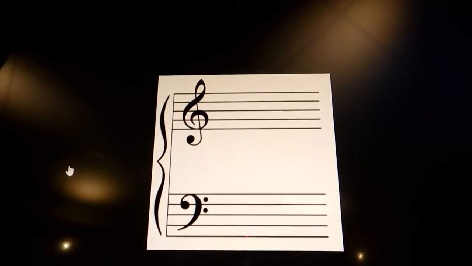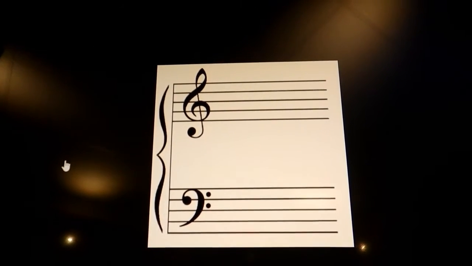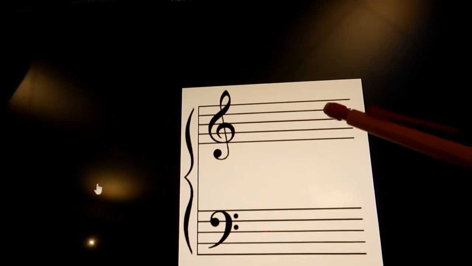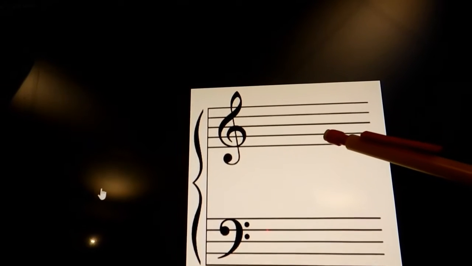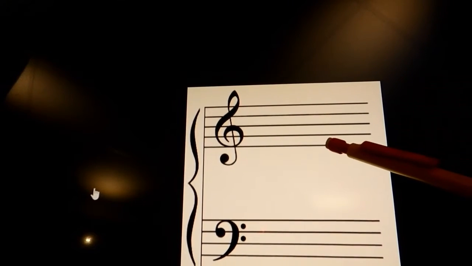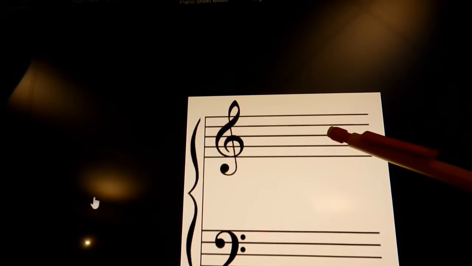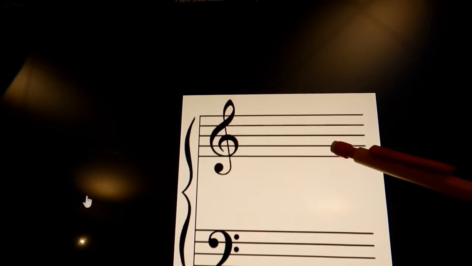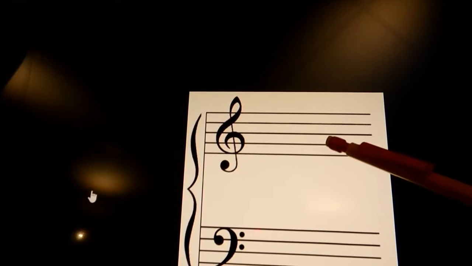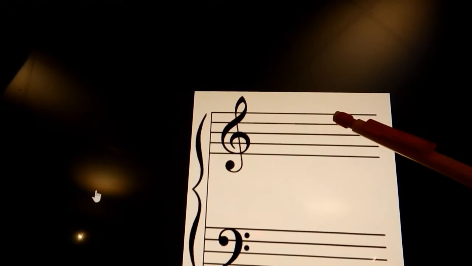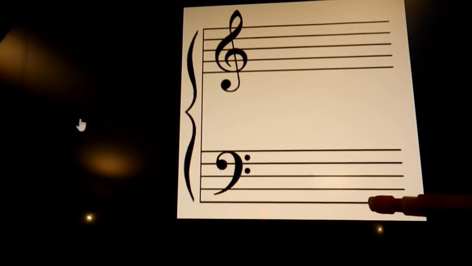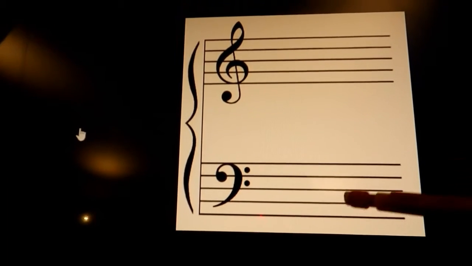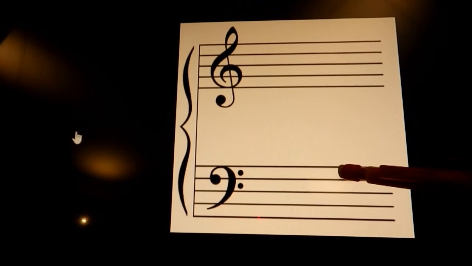Today we're going to talk about some of the aspects of written music. Music is written on what we call a staff. It's 5 lines and 4 spaces. So, in other words, going from bottom to top, here's line 1, line 2, line 3, line 4, and line 5. The spaces come in between: space 1, space 2, space 3, and space 4. Down here we have another staff: line 1, line 2, line 3, line 4, and line 5. Space 1, space 2, space 3, space 4.